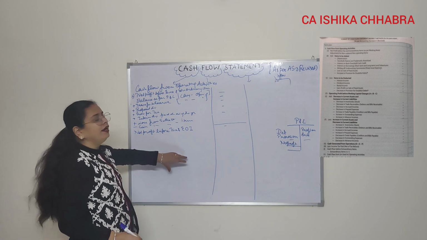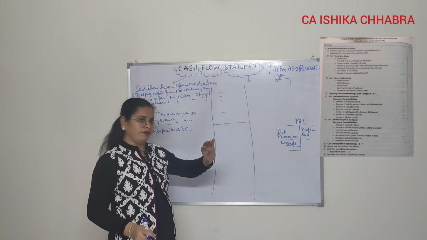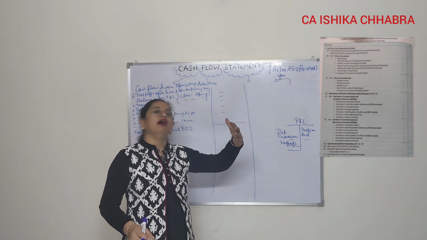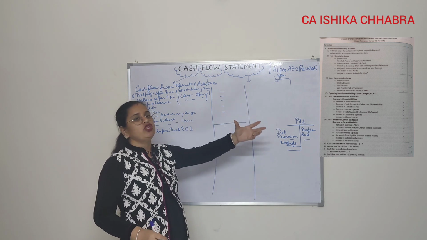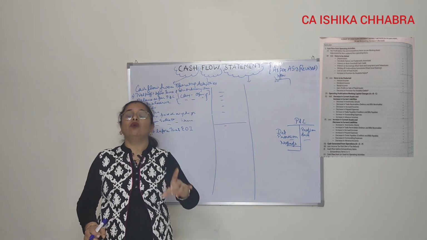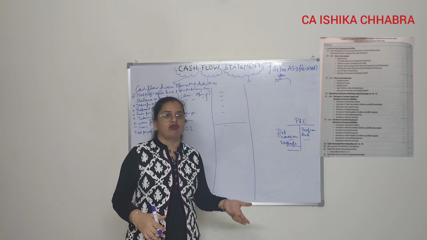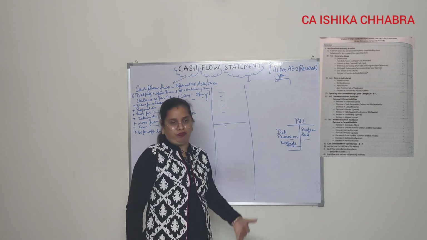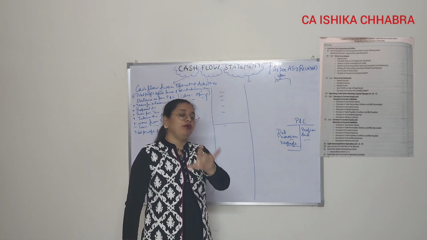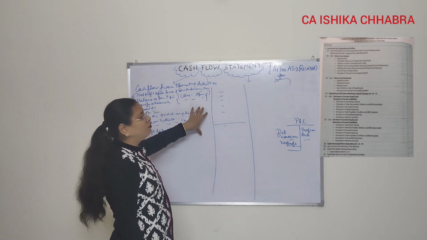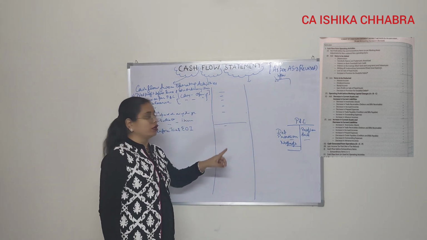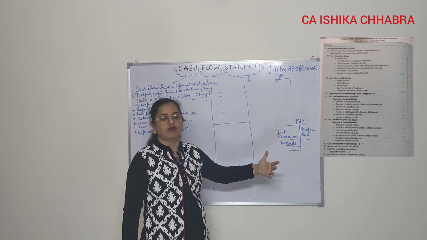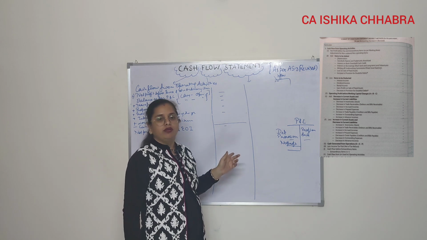Then there are some items which are of non-cash nature, and we will adjust them, like depreciation, provision, or items which are not of operating nature, like those of investing or financing nature, such as profit on sale of plant and machinery. What is plant and machinery related to? Investing activity. When it is related to investing activity, what is the use of it here? We will remove it. Similarly, provision and depreciation both do not involve any cash movement, so we will remove them.